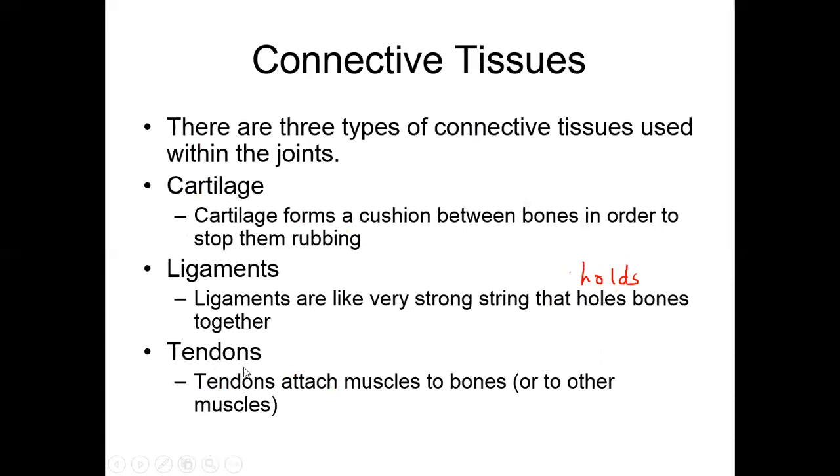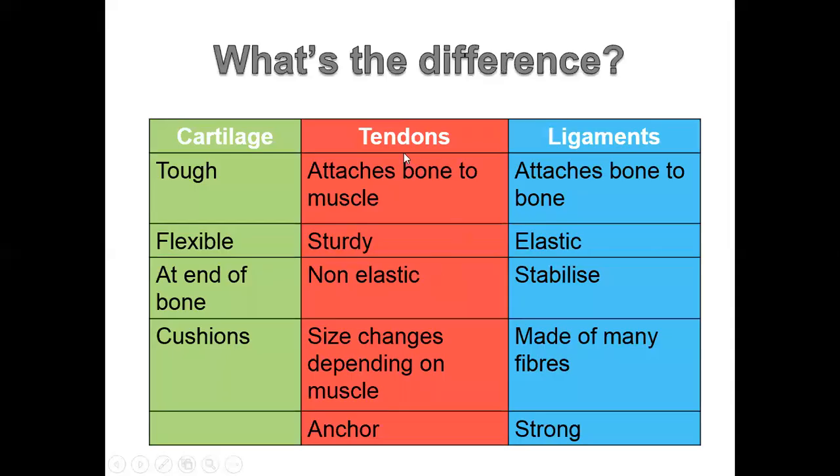And also we have the tendons. The tendons attach muscles to the bones and also to other muscles. So when there's a connection between the bone and the muscles, the tendon connects muscles to muscles or muscles to the bones. So now this is a way to differentiate between the cartilage, the tendon, and the ligament. The cartilage is tough, though it's flexible, and at the end of the bone, you find that it is a cushion between two bones to prevent frictional forces between them or contact.